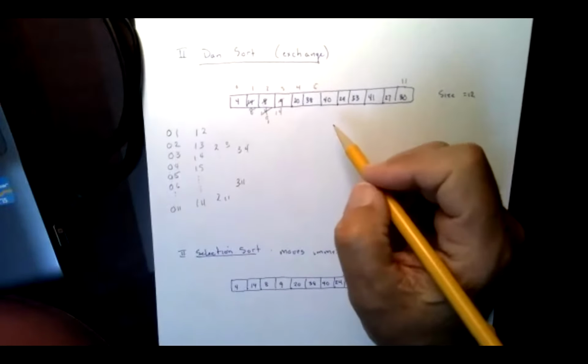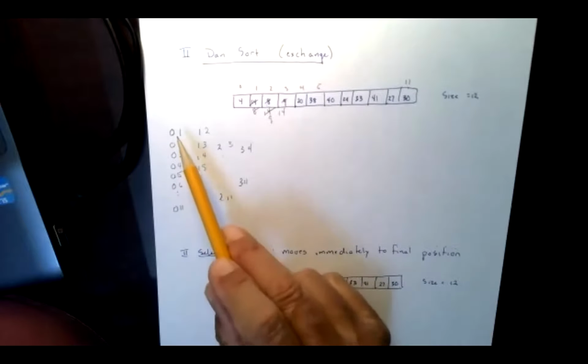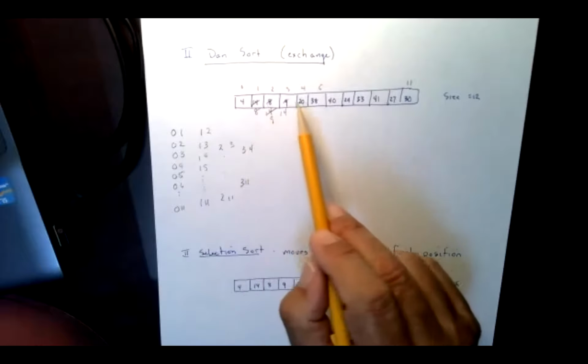Let's take a look at what's going on here. So I have my outer loop. My outer loop is this first column of numbers. It went from 0 all the way out to what?